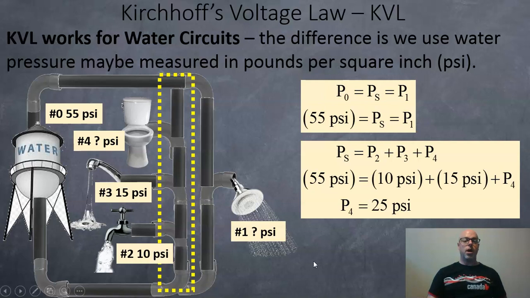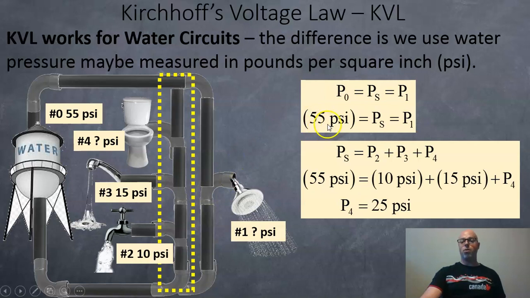Okay, so KVL works for water circuits as well. So for example, here we got a water tower in the city providing 55 pounds per square inch of water pressure. So the water comes through and then it splits up right here. So there's going to be 55 psi pushing the water all the way down to the shower head.